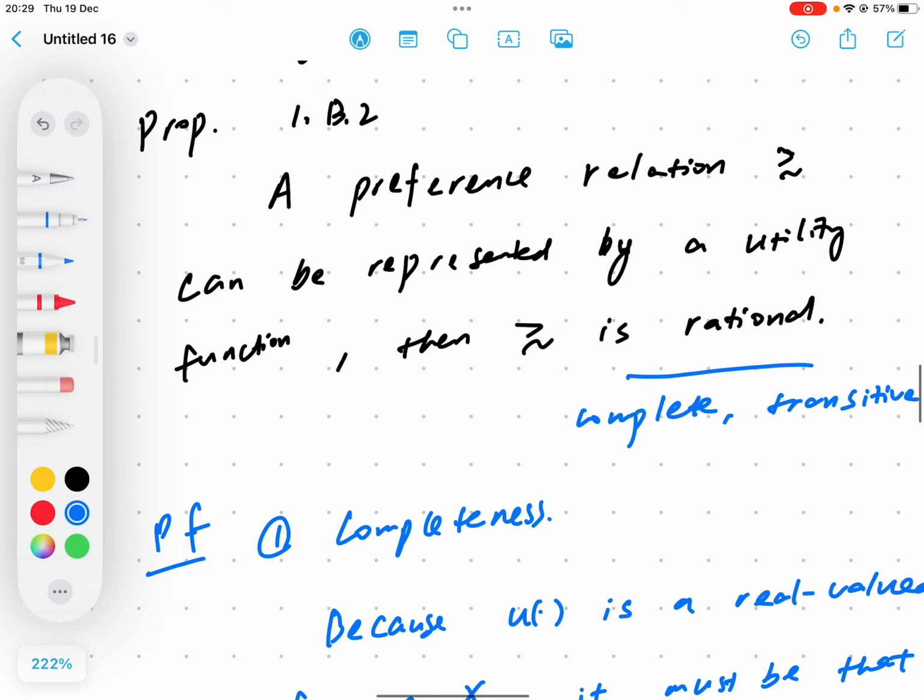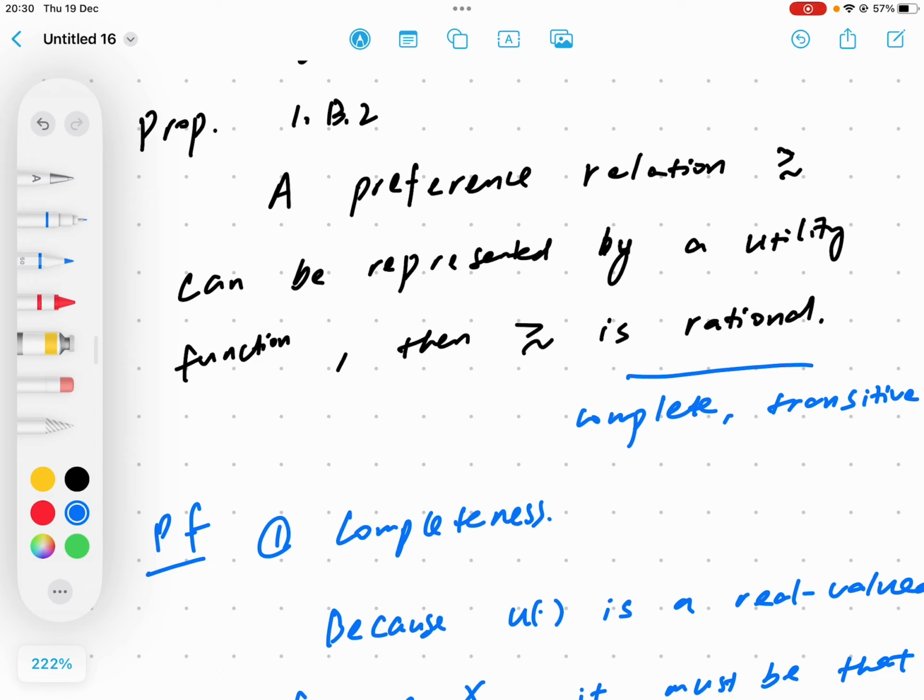Again, this result states that if some preference relation can be represented by a utility function, then this preference relation has to be complete and transitive. So it has to be rational. Just make sure that it says this way, not the other way around.